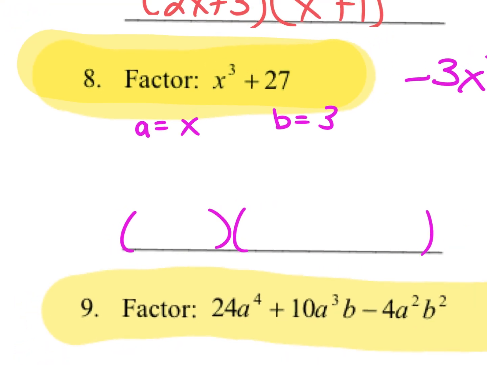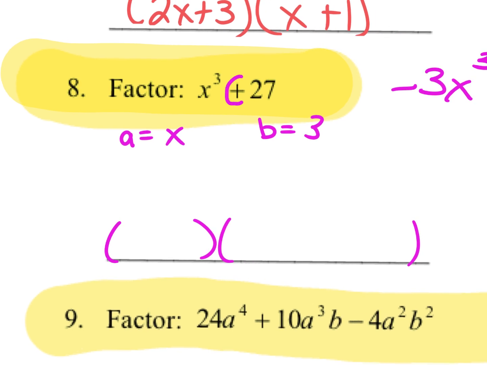What does my first parenthesis look like? Since this is x cubed plus 27, X plus 3. Perfect. Now think about how your pattern's going to work out. Your first term and your last term are squared. That means they're both what kind of numbers? If a number is squared, it has to be positive. So there's going to be a plus sign right here.